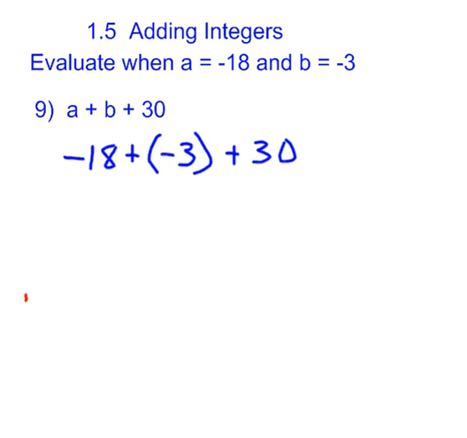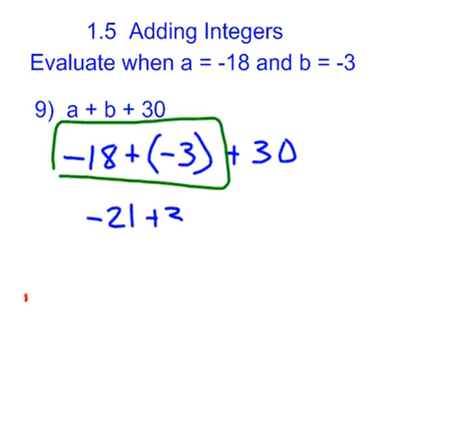Just like before, we're going to solve this part first. Negative 18, which would be a red card, and negative 3, which is also a red card. That means we're going to add them together. That would give us a negative 21 plus 30 now. This is a red 21 and a black 30. Because the colors are different, we would subtract them, which would give us 9. Is this going to be positive or negative? The largest number is positive, so our answer will also be positive.